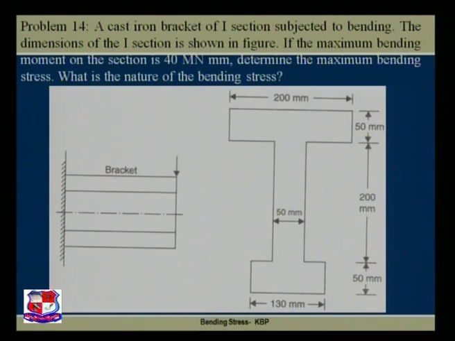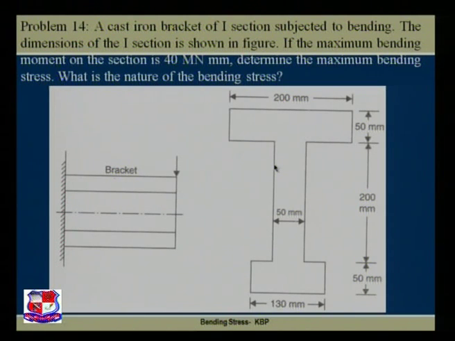A cast iron bracket, the word used is bracket. Bracket means which is connected at one end, that is fixed at one end over here. This is known as the bracket. The other end is free. In short, it is a cantilever type of beam, a bracket of I section. If I cut the beam, it looks like an I section. Hence, if I visualize from one side, that is the elevation, it looks like this. The dimensions of the I section are shown in the figure.